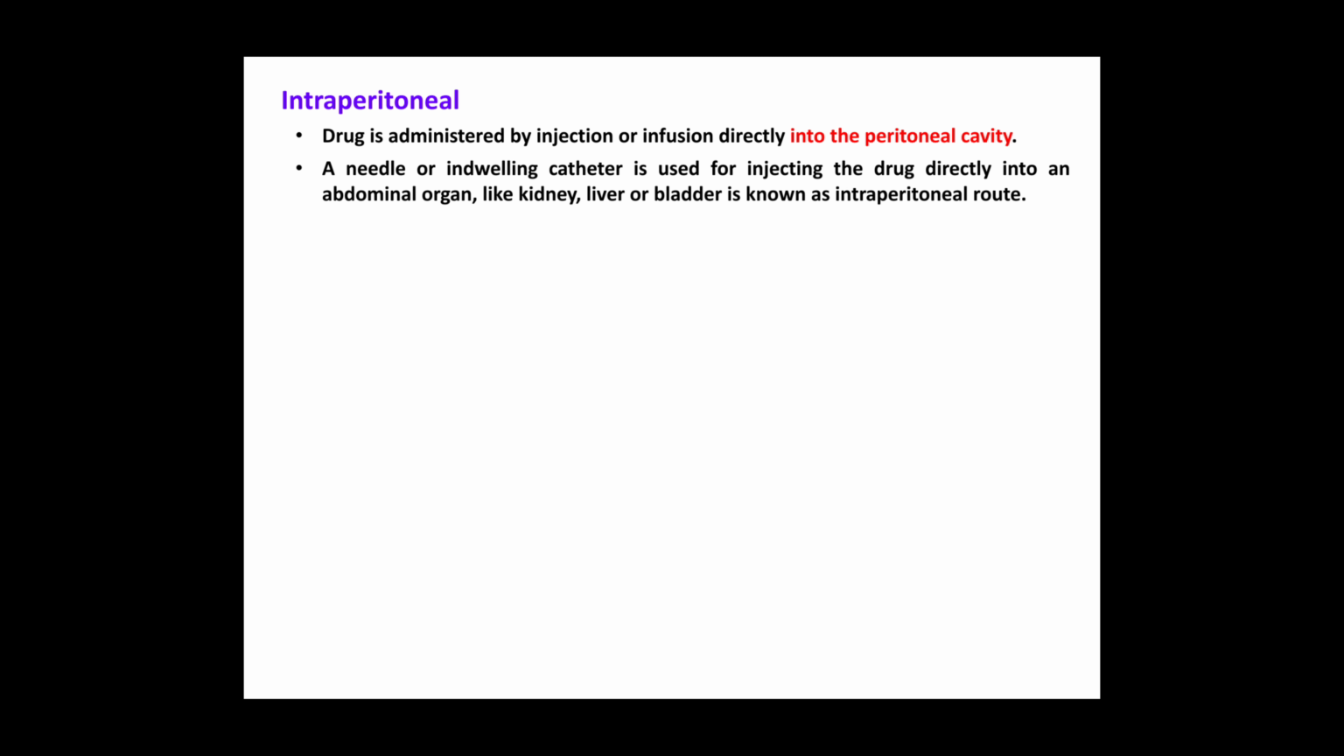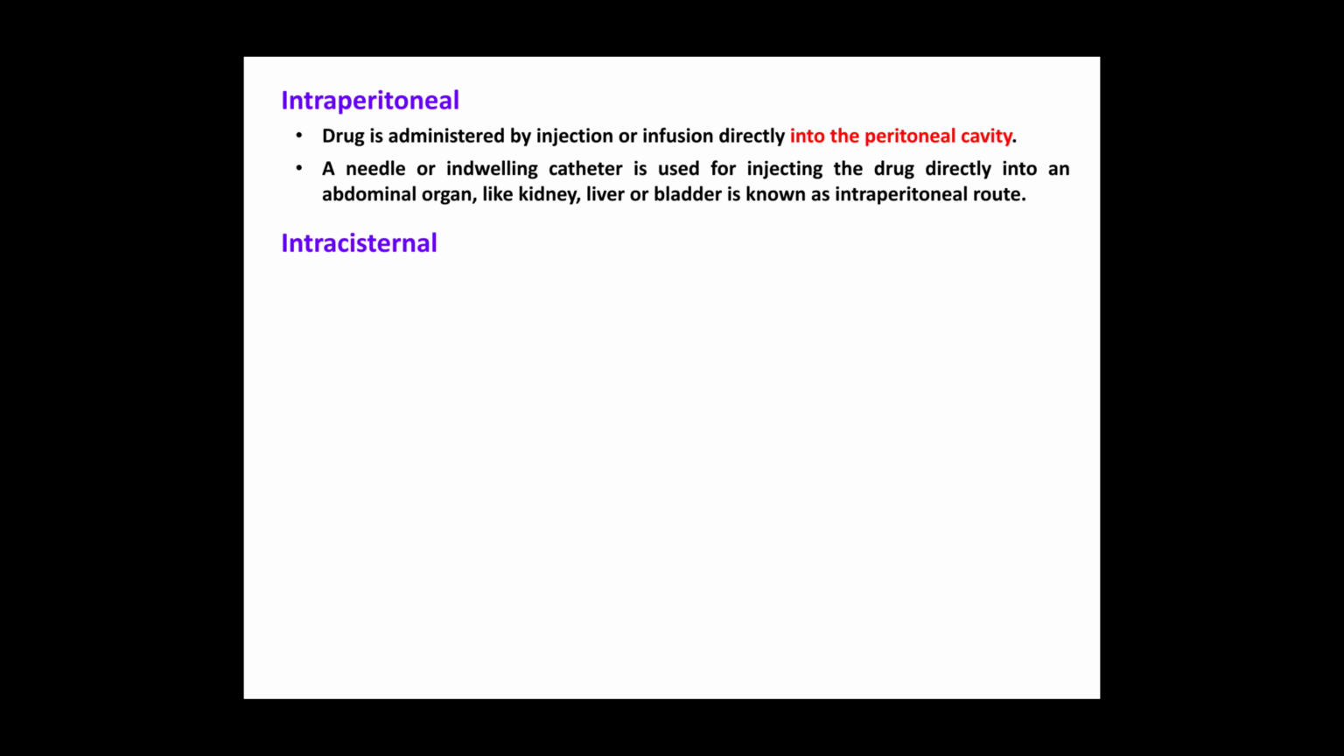The next route is intraperitoneal route. In intraperitoneal route, drug is administered by injection or by infusion directly into the peritoneal cavity of body. A needle or indwelling catheter is used for injecting the drug directly into an abdominal organ like kidney, liver or bladder.